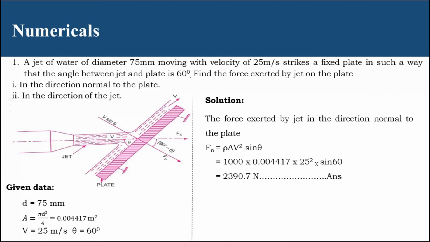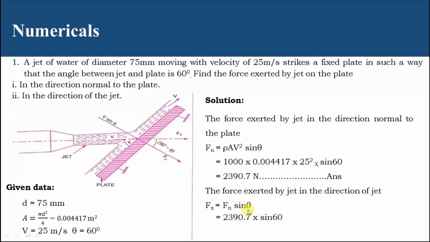After that, the second case is the force exerted in the direction of the jet. So Fx is asked, and we know Fx equals Fn sin θ. Directly you can put the value of Fn: 2390.7 into sine 60, so the answer is 2070.4 Newton. Otherwise, the alternate method is to use the formula ρ a v² sin² θ, and you will get the same answer, 2070.4.